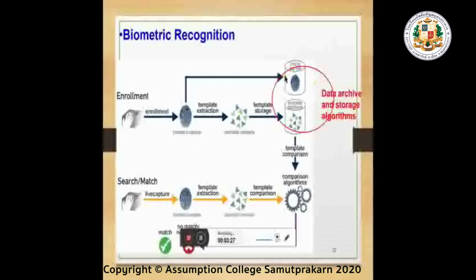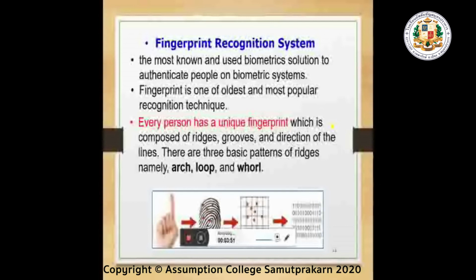Then, it's using a data archive or database where all the templates will be stored and also processed by algorithms. And the searching engine will do some comparisons, so different algorithms will be used to do the matching. So here, the first type of biometric that we will discuss is fingerprint recognition. It's also a very popular and very useful biometric, and one of the oldest recognition techniques, because every person living now has a unique fingerprint. That means no persons will have similar fingerprints ever.